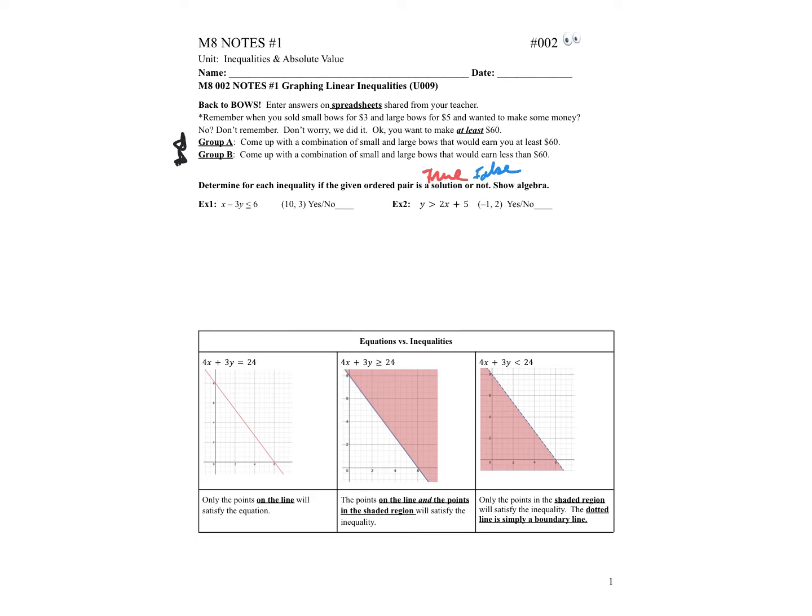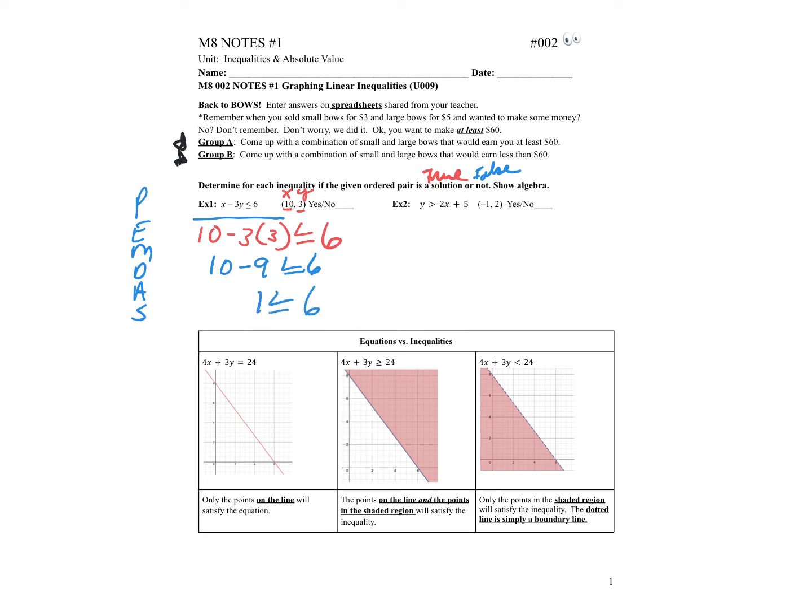So we have the inequality x minus 3y is less than or equal to 6, and the coordinate pair is (10, 3). So we're just going to plug in 10 minus 3 times 3. Is it less than or equal to 6? For this part, we're going to use PEMDAS for all the order of operations. So it's going to be 10 minus 9, is less than or equal to 6. One more step for simplifying: 1 is less than or equal to 6.